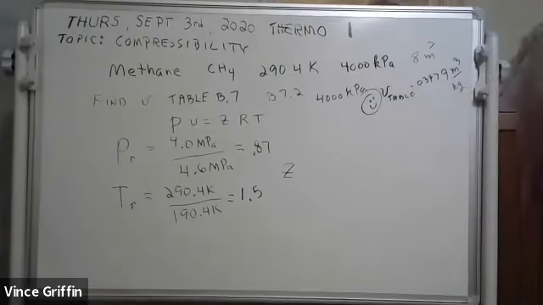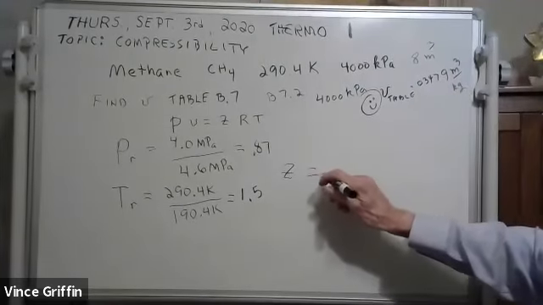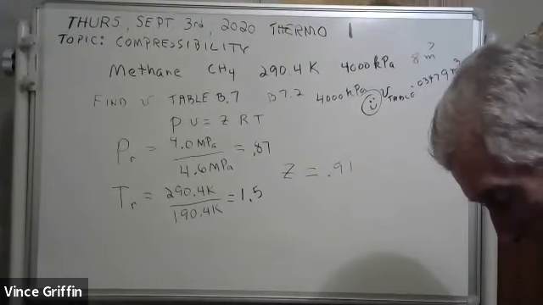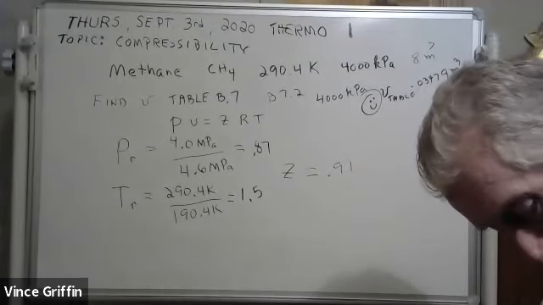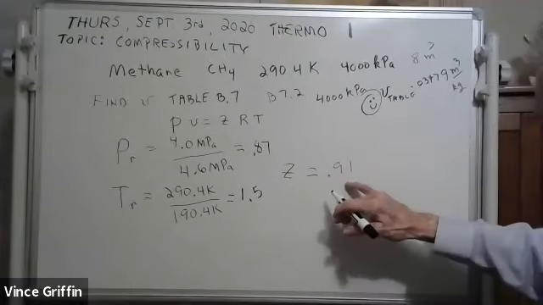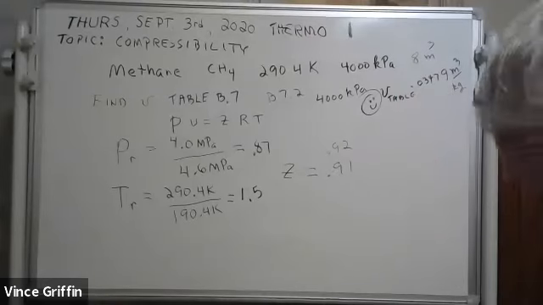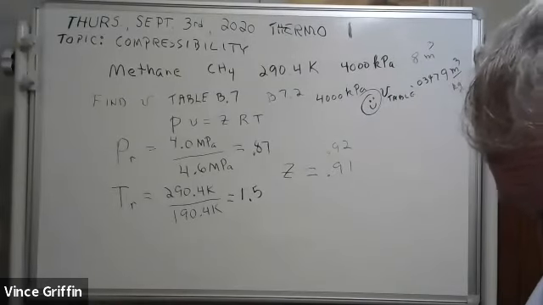And Z is about 0.91, maybe 0.92. And like Mohammed was asking me, well, what if you got 0.92? Well, yeah, that's just as good as mine. I'm just guessing. It's hard to read a graph.